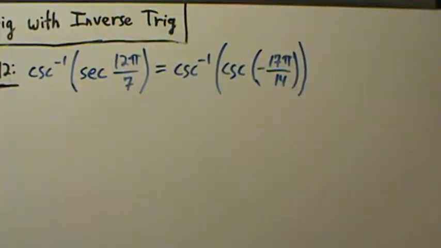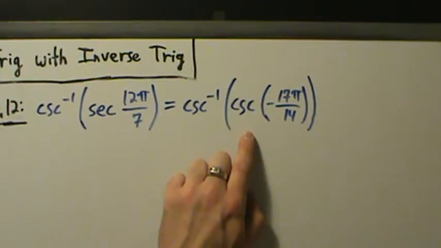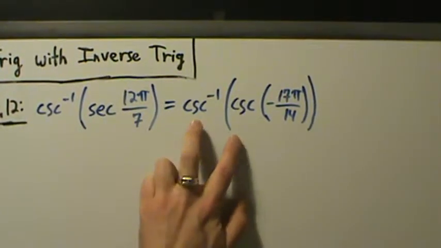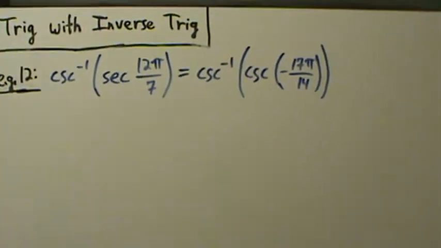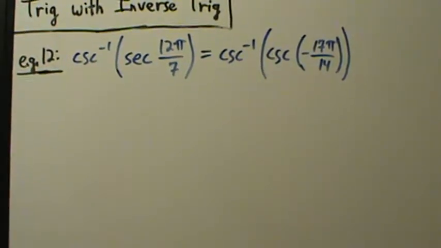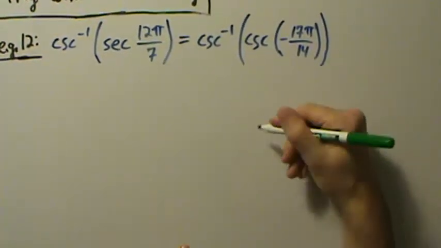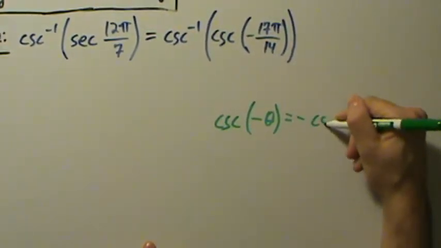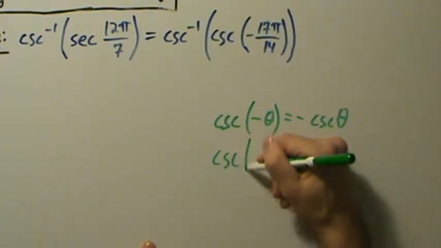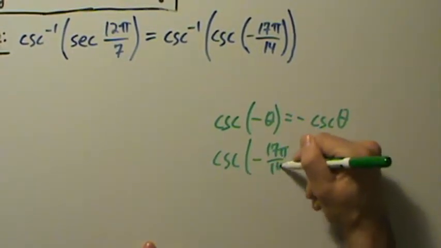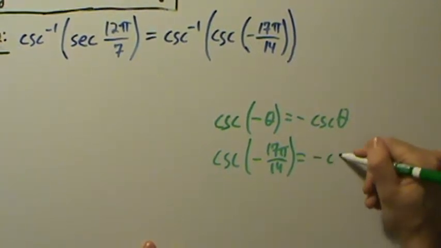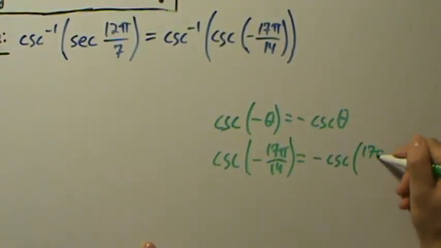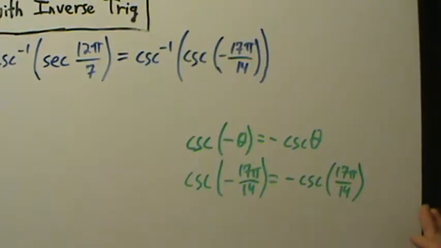Before we move on, I want to point out we could use the fact that cosecant and inverse cosecant are odd functions. It might not help a whole lot, but actually it might help a little bit, so let's go ahead and do that. Cosecant of negative theta equals negative cosecant of theta. Therefore, cosecant of negative 17 pi over 14 equals negative cosecant of 17 pi over 14. That's just a property of odd functions.